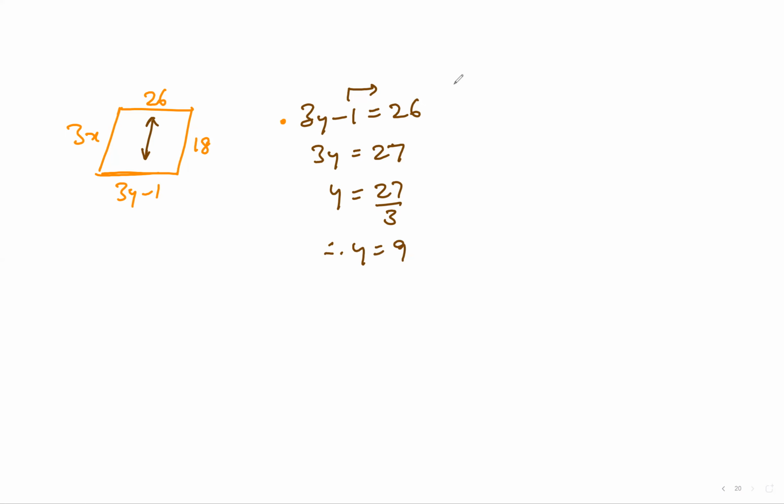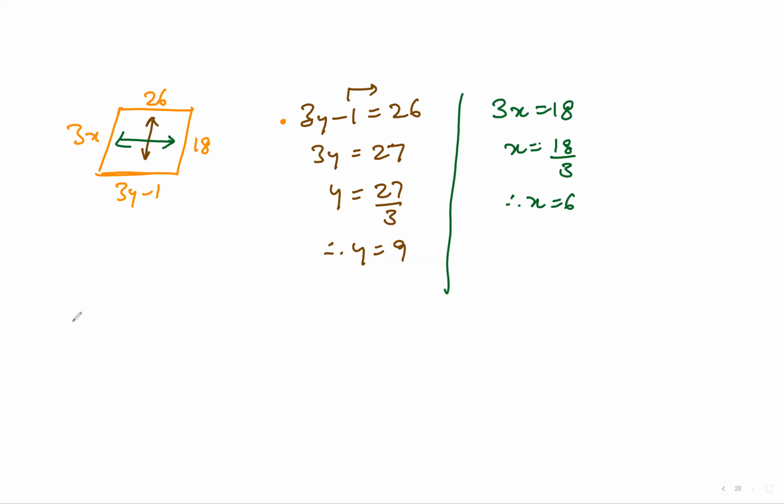And what is the next one? These two are equal. 3x is equal to 18. So x is equal to 18 divided by 3. So therefore x is equal to 6. So this is the concept we have to use. And the next concept which is given in the textbook is about diagonals.